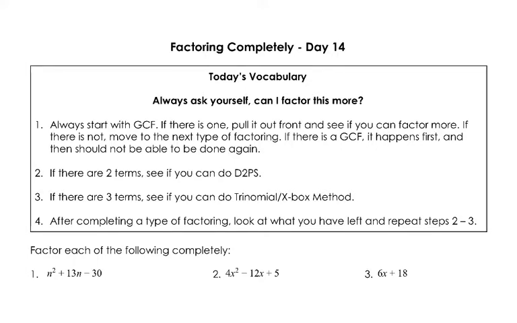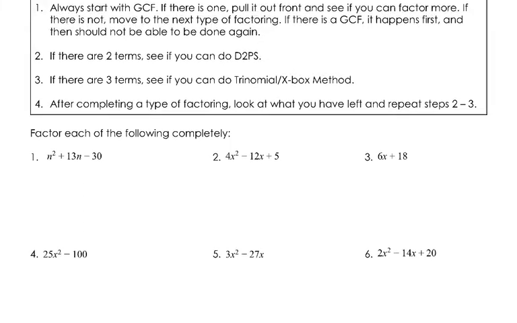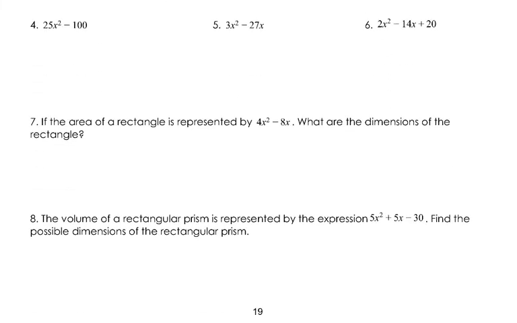If there are two terms, you might want to try the factoring method of difference of two perfect squares. Or if it's three terms, then you can do the Xbox method because you'll be working with trinomials. Keep trying to factor until you can't factor anymore. So today we're going to look at questions 7 and 8. They're word problems.